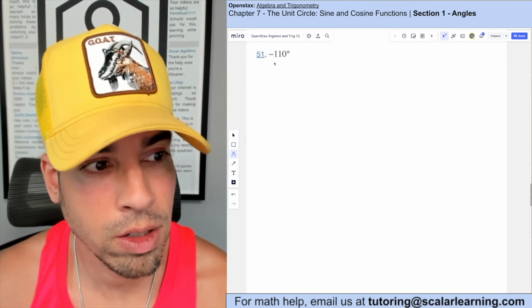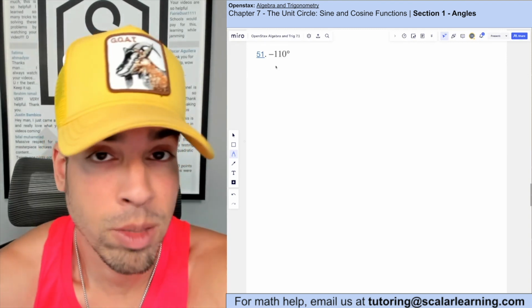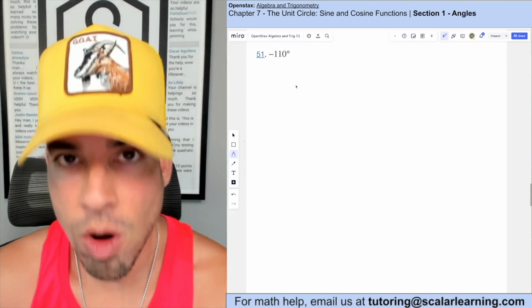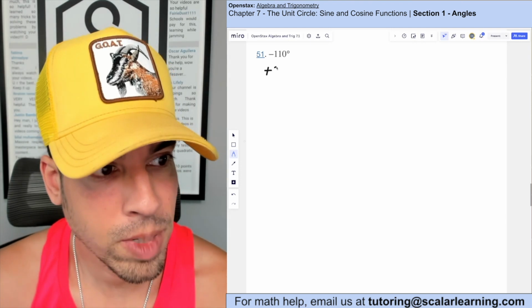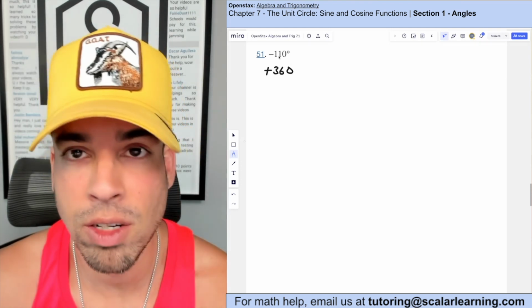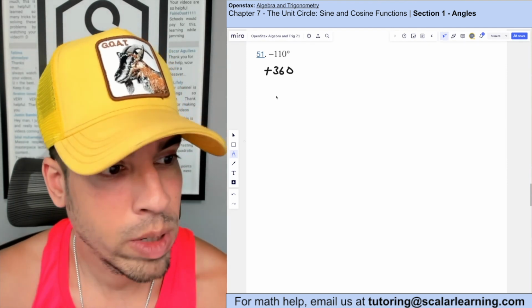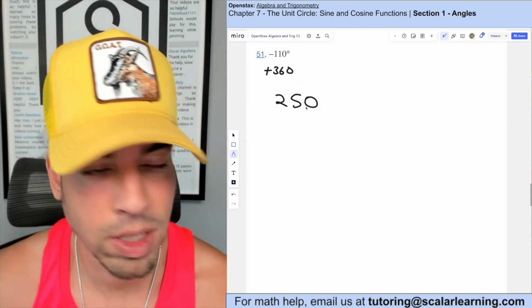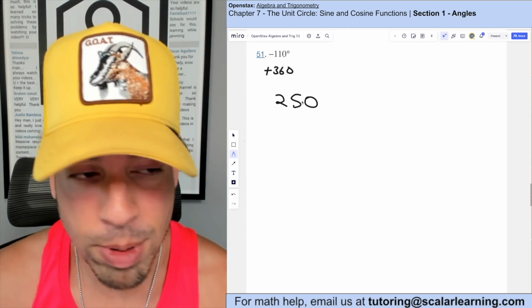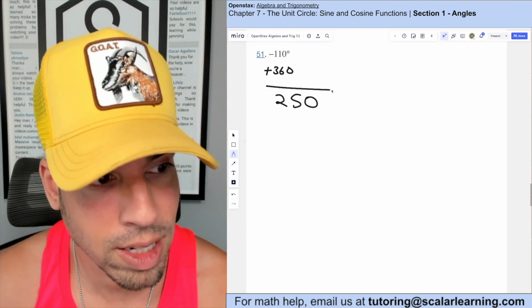So the way we find coterminal angles is we just add or subtract by 360. Those will give you all the possible coterminal angles. So I'm going to start by adding by 360 because I know I want to get a positive value. So when I do negative 110 plus 360, we get positive 250. Well, this is coterminal and it's between 0 and 360. So that's it. We're done.